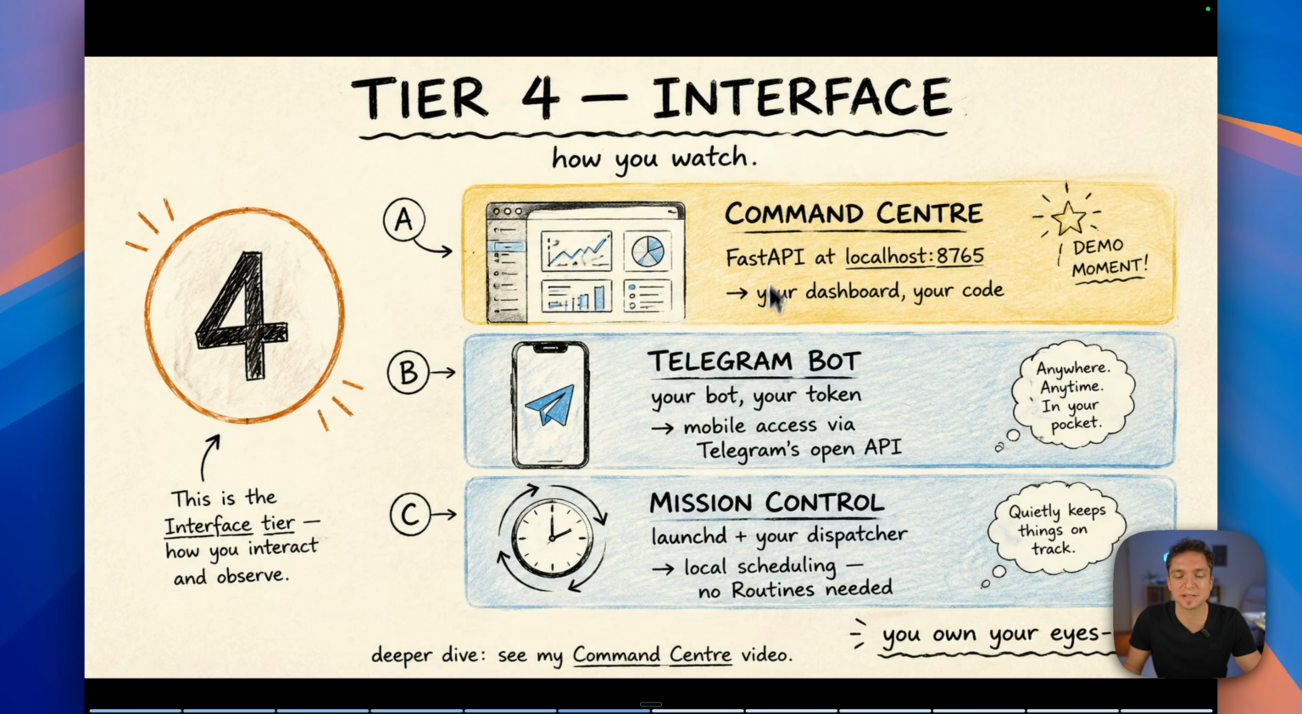Then we get on to tier 4, and that is our interface layer. So this is how we watch what is happening inside our AI operating system. Now, depending on whether you're using Claude or Codex, there are obviously different ways that we would have to tackle this problem.